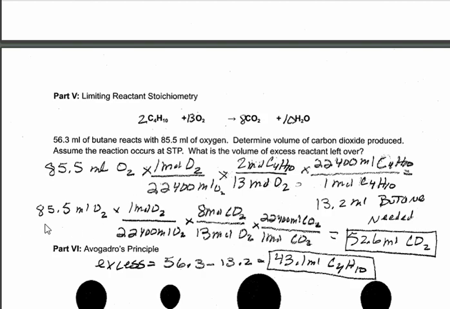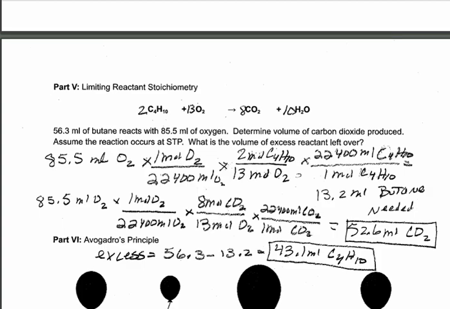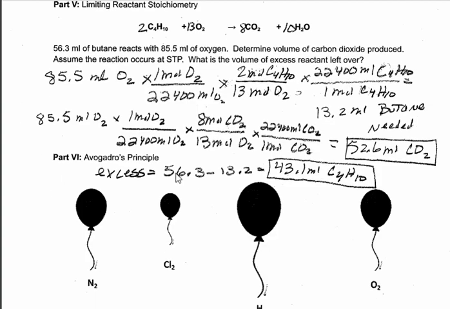Now I run the limiter to find my product, which we want to find is carbon dioxide. 85.5 milliliters of oxygen, again, times 1 mole over 22,400 milliliters, because I'm in milliliters. Multiply by the mole ratio of 8 over 13 for oxygen, times 22,400 milliliters of carbon dioxide per 1 mole. And I get 52.6 milliliters of carbon dioxide produced. Remember, I have to use my limiter through. If I place my excess through, then I will overestimate how much is actually produced. Now to get our excess, I'm taking my milliliters I was given, I'm subtracting the milliliters of butane needed, and that's my excess.